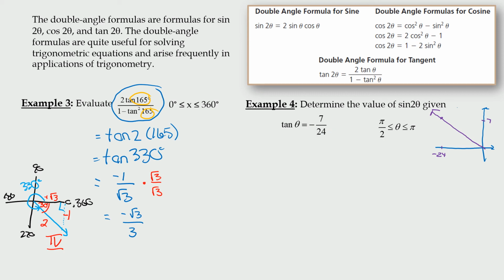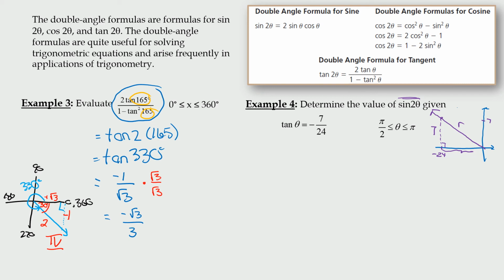So my triangle, let's drop a perpendicular line down. There's 90 degrees. So this side, this is 24 right here. This is my negative 24. This side here is positive 7. To find sine, the original question asked me for sine 2 theta. I'm going to need the hypotenuse or the radius.